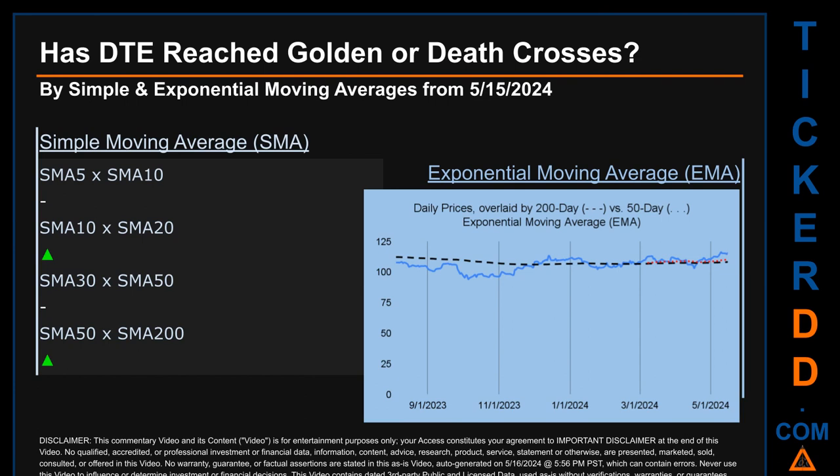Has DTE price reached golden or death crosses? Golden cross and death cross are basic signals that compare average prices across two specified trade day ranges, a short-term versus a long-term range.